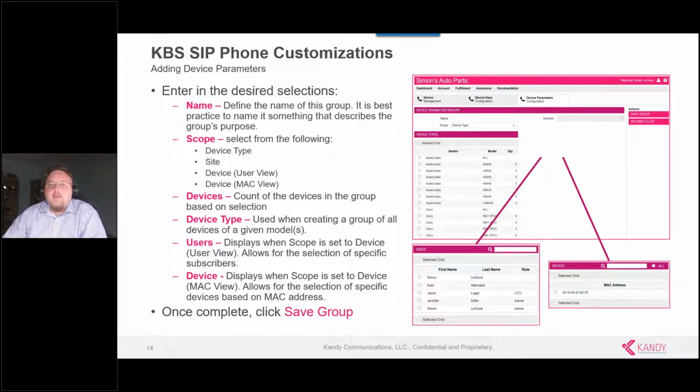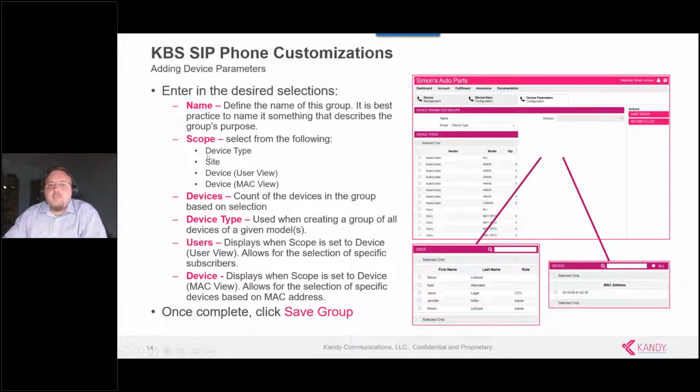Just to give you an idea, the first thing you do need to do is name this group. If you're planning on importing, and we'll talk about importing parameters in just a minute, this name is what you need to fill out in the name field on your CSV file when you go to import. The scope is, like I mentioned on the previous slide, device type, site, device user view, or device MAC view. Depending on how you want to set this parameter up, this is how you're going to go about selecting the various phones or SIP devices that are on your network.